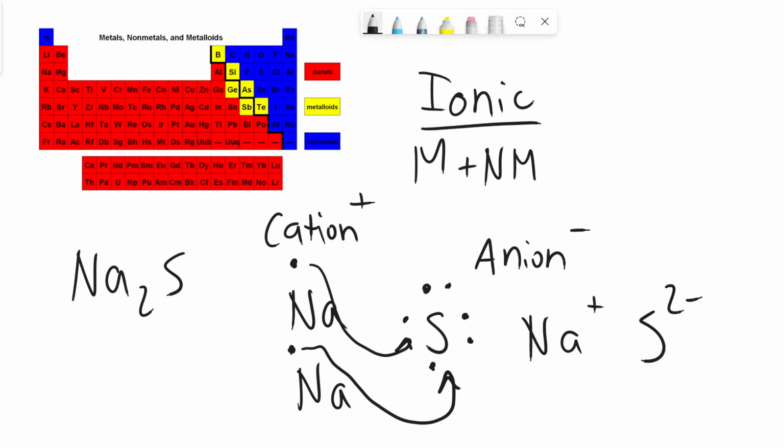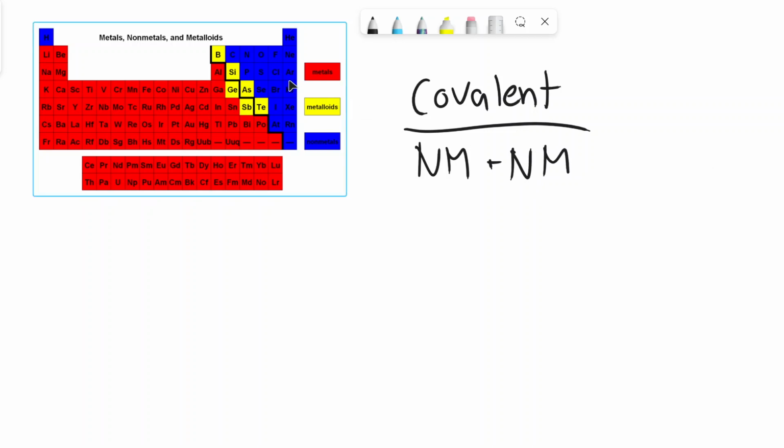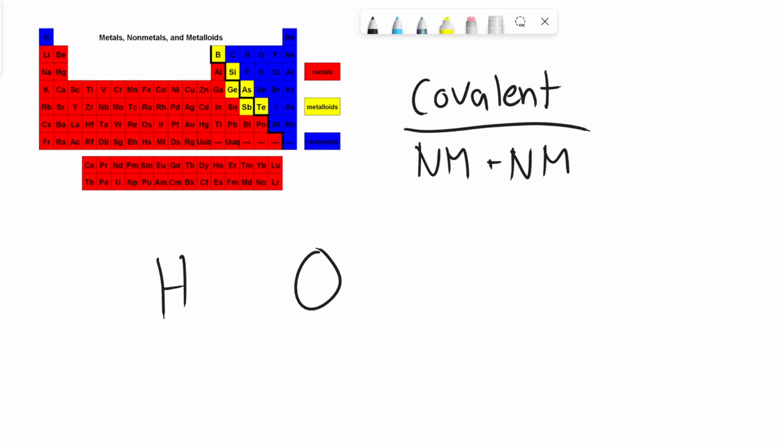So next, let's go on to covalent bonding. Covalent bonding is between a non-metal and a non-metal. So basically, it's between the blues right here on the periodic table. So for example, if we were to have hydrogen and oxygen.